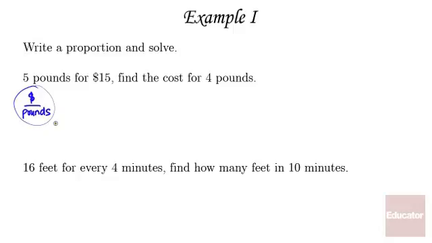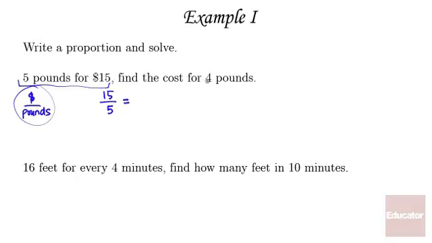So 5 pounds for $15. Here's my first ratio, comparing these two things. $15, that's the dollars, that's going to go on the top. 15 over 5 pounds. So that's going to go on the bottom, because that's what I made my word ratio. And then find the cost for 4 pounds.